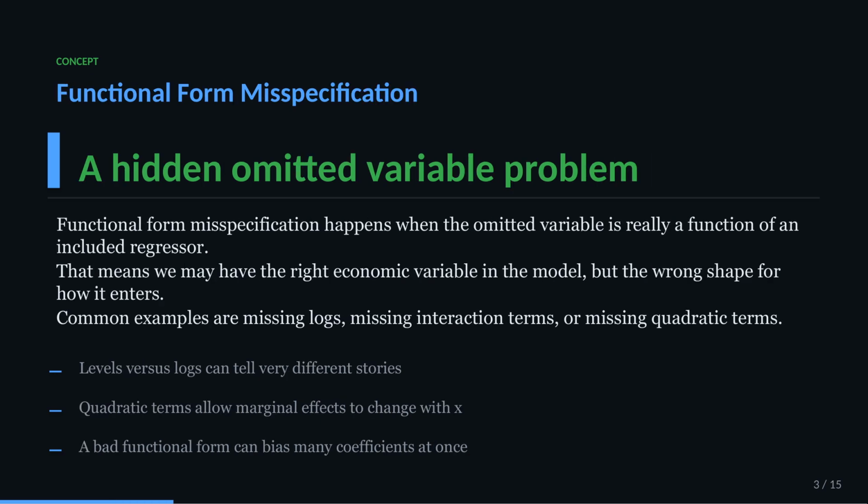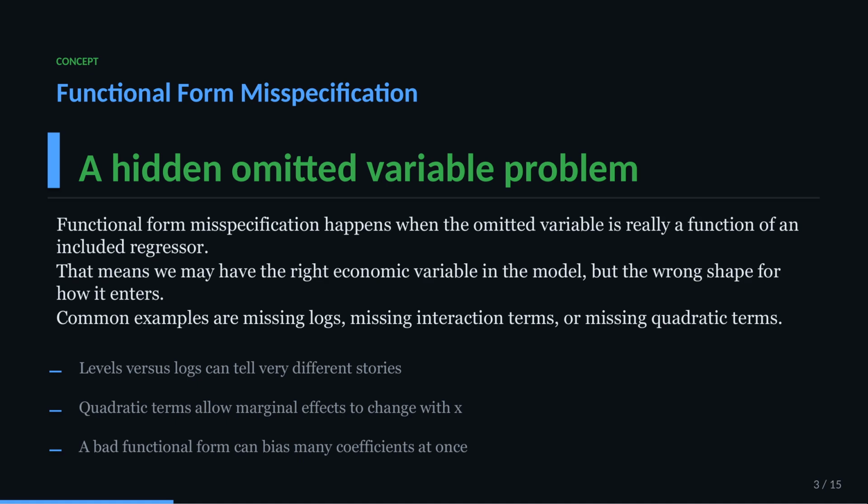Start with functional form misspecification. This is basically an omitted variable problem, where the missing variable is really some function of a regressor you already included. Maybe the true relationship is nonlinear, but you forced it to be linear. Maybe the right model uses logs, or an interaction or a squared term, and you left that out. In that case, the model is not wrong because it forgot a whole new economic variable. It is wrong because it imposed the wrong shape on the variable it already had.